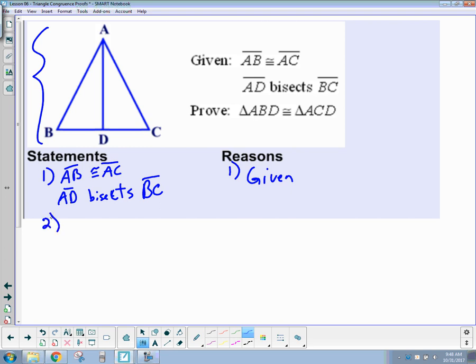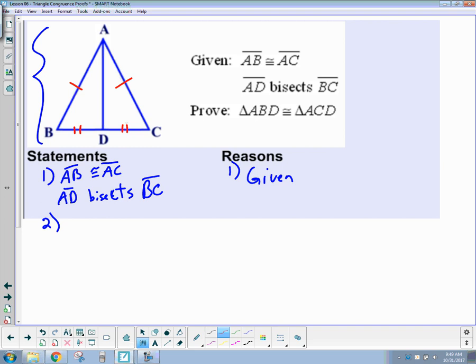So we need to look at what we have here. We're trying to solve for the triangle here, okay? So, let's mark what's given. AB is congruent to AC. That was easy. AD bisects BC. AD bisects BC, so it's cutting it into 2 equal halves. Okay? Now let's go ahead and state that.